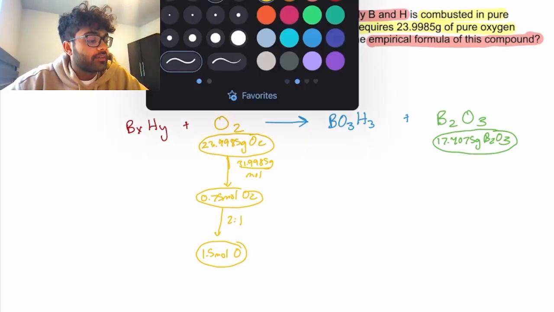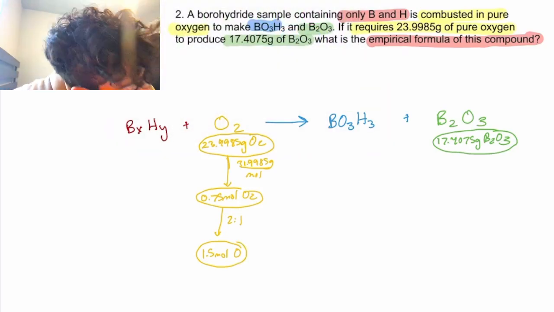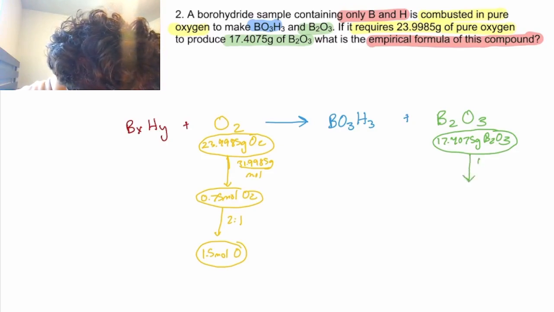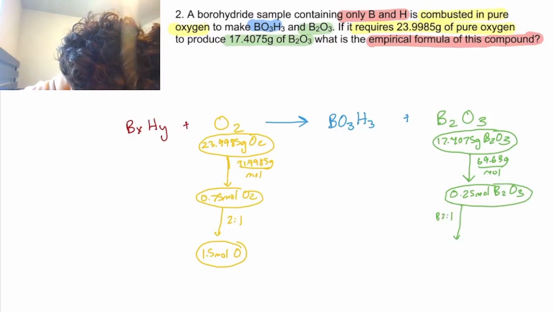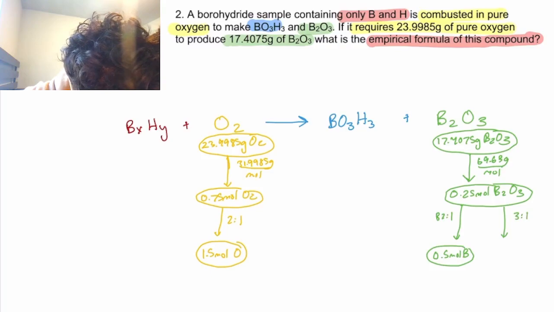Now let's do the same kind of analysis for B2O3. We're given the grams. Let's go to moles. We know that this is 69.63 grams per mole by the periodic table. So we have 0.25 moles of B2O3. Now here we can actually draw two arrows. We know that boron is in a 2-to-1 ratio, so we have 0.5 moles of boron. And oxygen is in a 3-to-1 ratio, and that means we have 0.75 moles of oxygen.